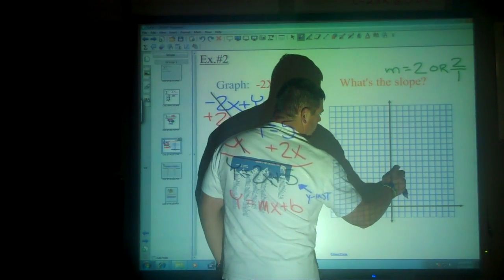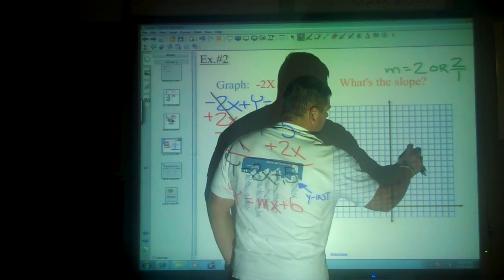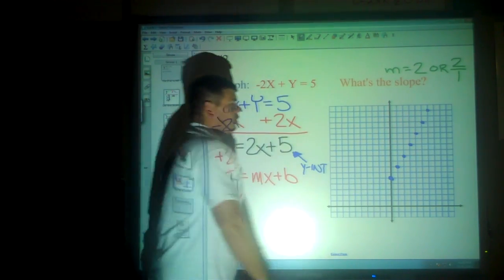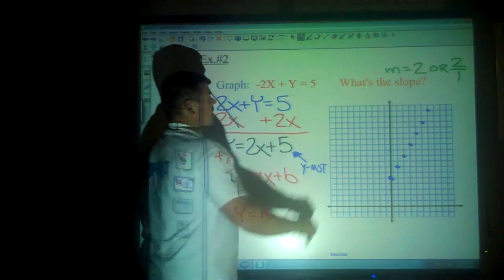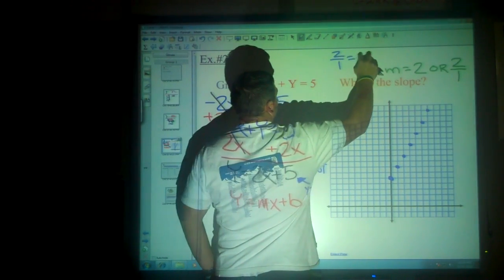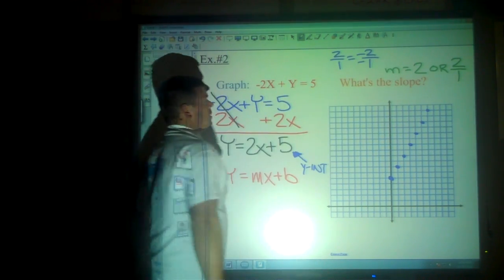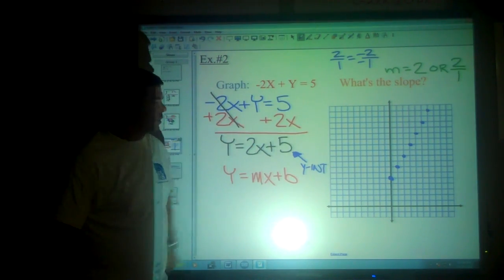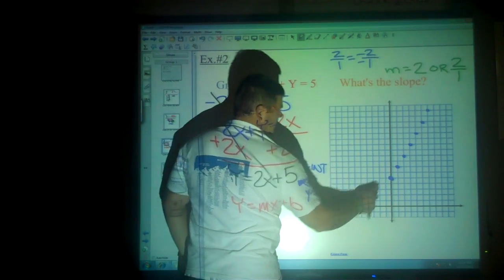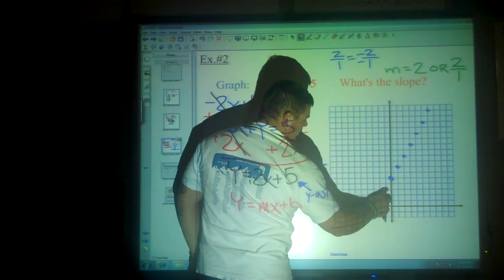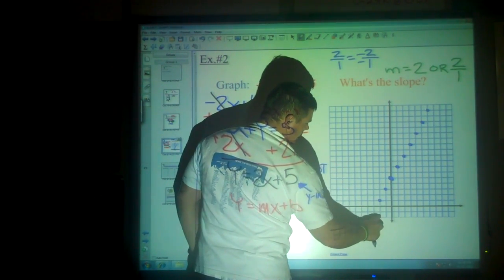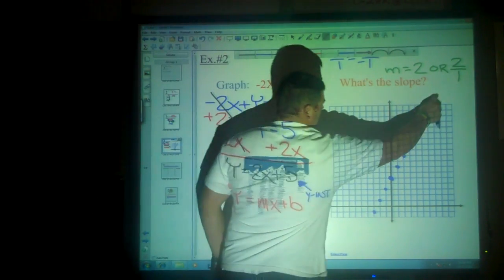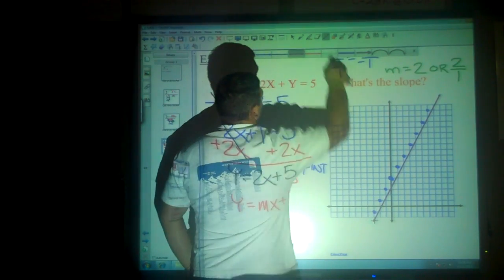So continue going up 2 and over 1, up 2 and over 1, up 2 and over 1, and do this as many times as you need to until you're sure that you're creating a nice straight line. What's nice about 2 over 1, it's also the same as negative 2 over negative 1. So sometimes if you feel like you're taking yourself off the graph and you have more room down below, change both signs. So now I go down 2, left 1, down 2, left 1, down 2, left 1. It won't matter. It still creates the exact same graph, which is right here.